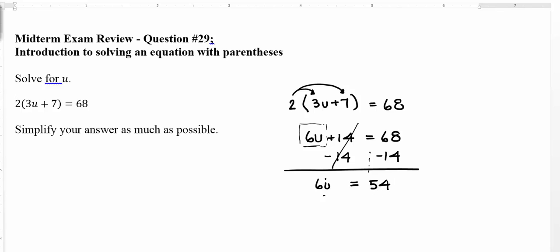The last thing I do for solving equations is I divide by the coefficient, or the number that's in front of my variable. So I divide both sides, again, sides of the equal sign, by the number 6, because that's my coefficient. And that gets my coefficient for u to be 1, so that's just 1u equals 9. So that's my answer.